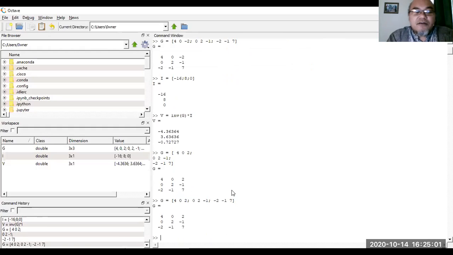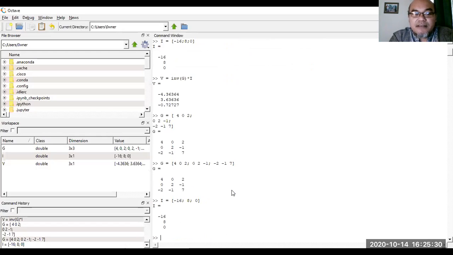Then you enter your current vector. You don't have to enter the voltage vector, but the current vector you need to put. I, for example, equals -16. It is basically a column matrix, so it contains 3 rows but a single column only. For example, -16, 8, semicolon, then 0, like this.